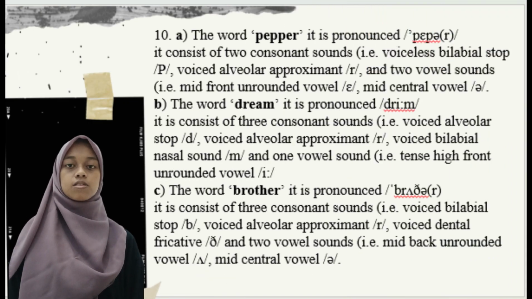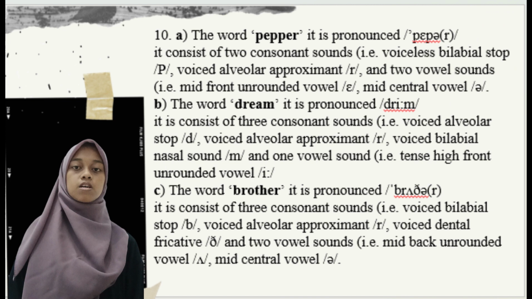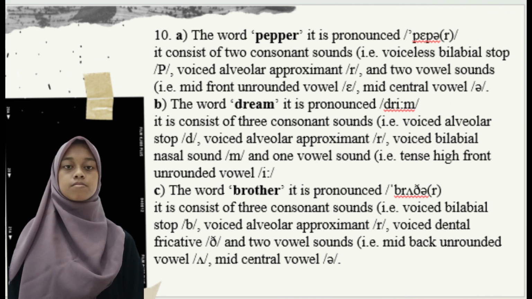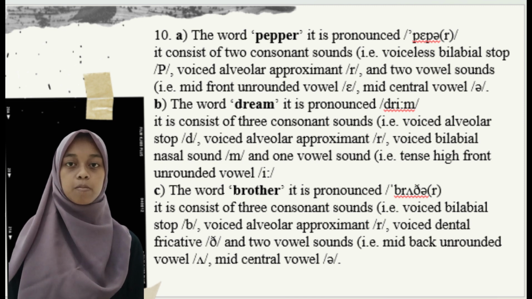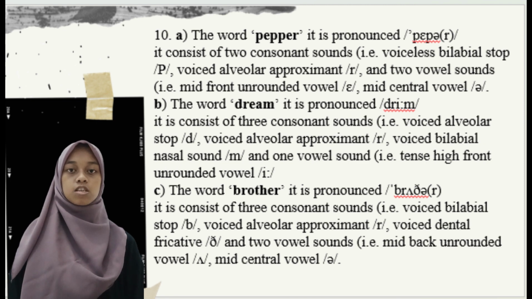A. The word paper. It is pronounced paper. It consists of two consonant sounds, namely voiceless bilabial stop and voiced alveolar approximant, and two vowel sounds, namely mid-front unrounded vowel and mid-central vowel.